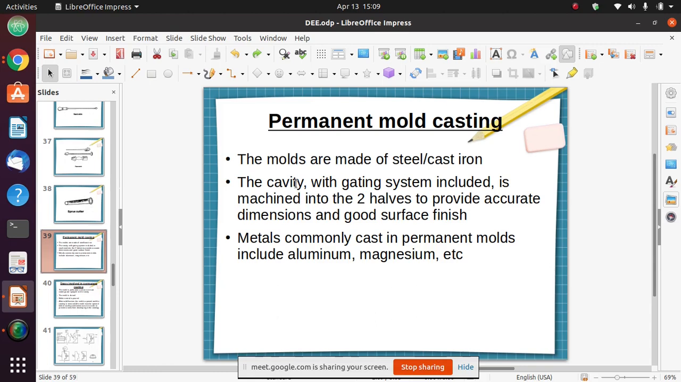The way you saw us making, kwa hizo videos wanatengeneza molds, 2 molds, the bottom one and the top one. You'll do the same with permanent casting, but now you won't use sand, you will use metal. You'll take a piece of metal and machine it. Now we use permanent mold casting for processes ambazo ni we are making many items, batch items.